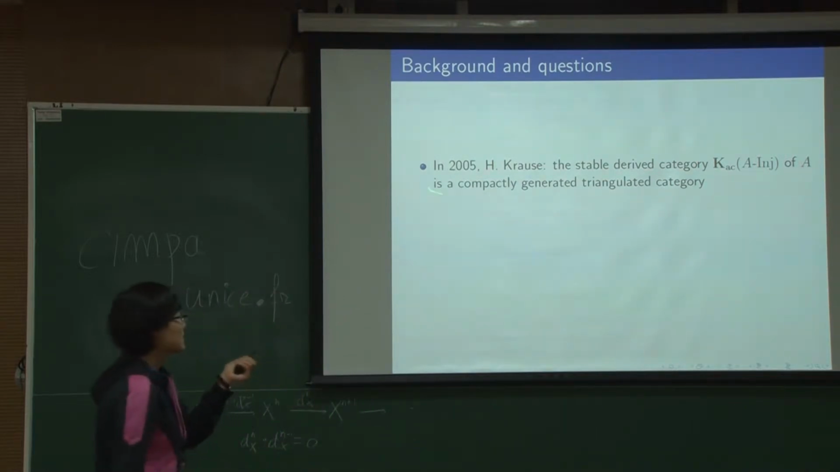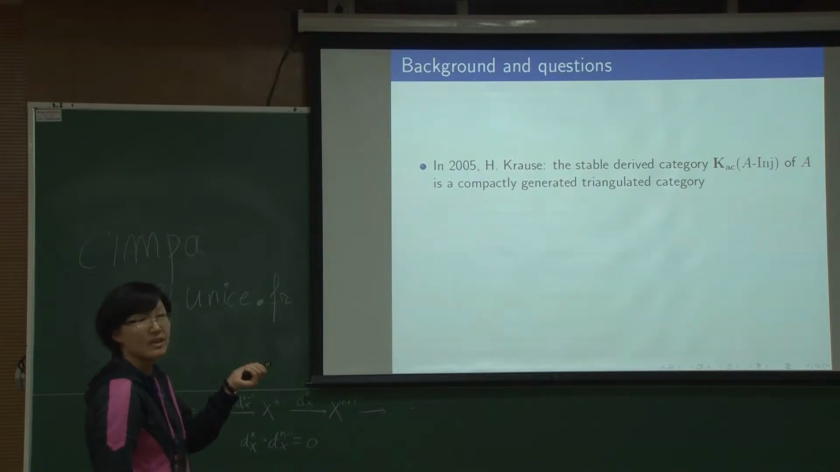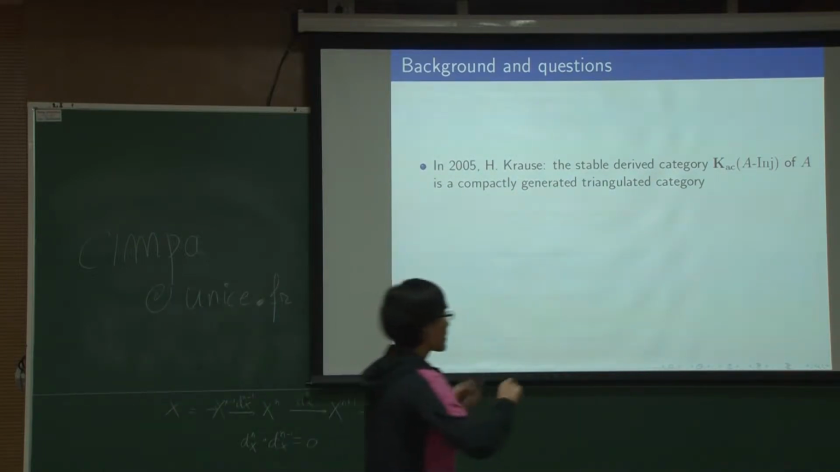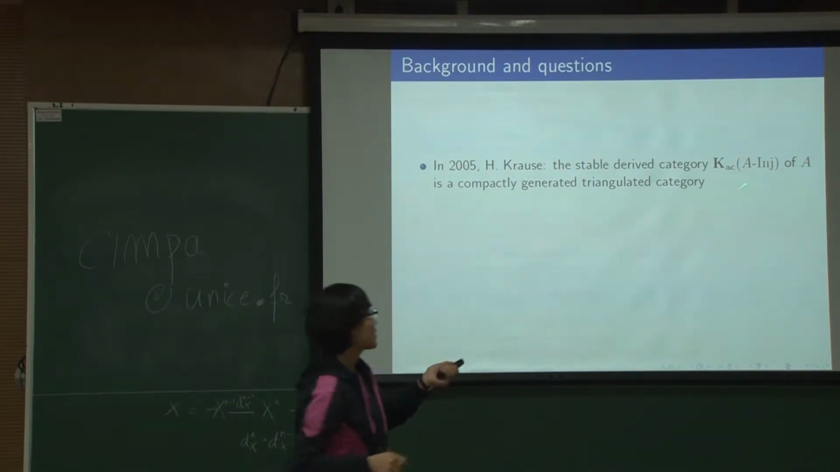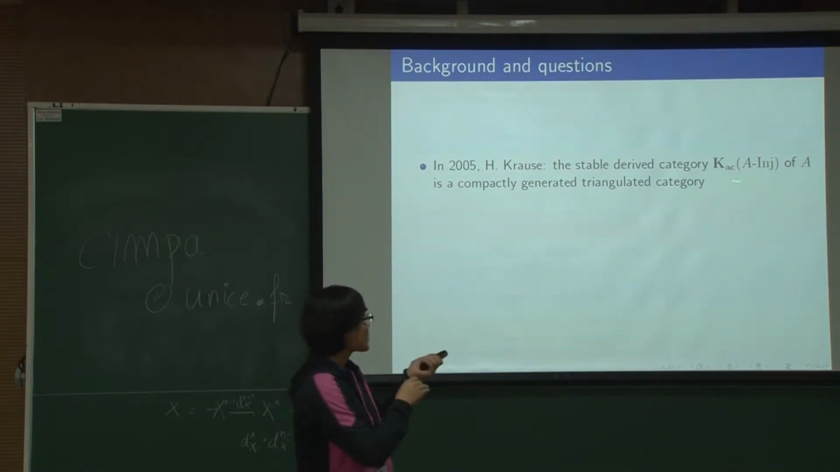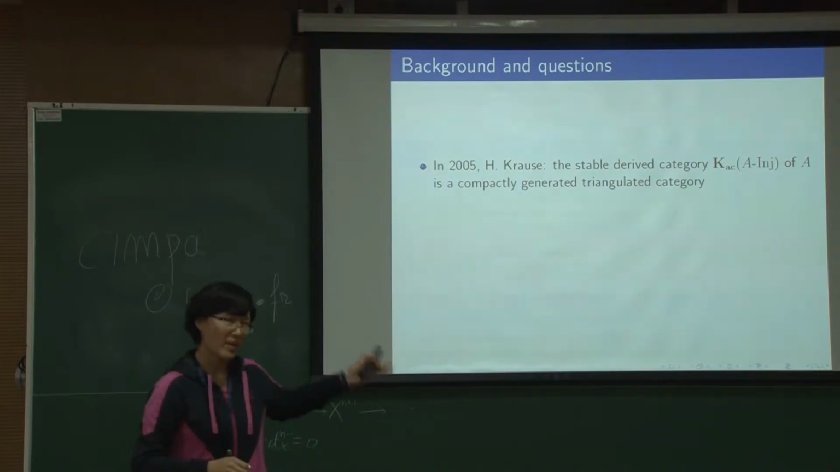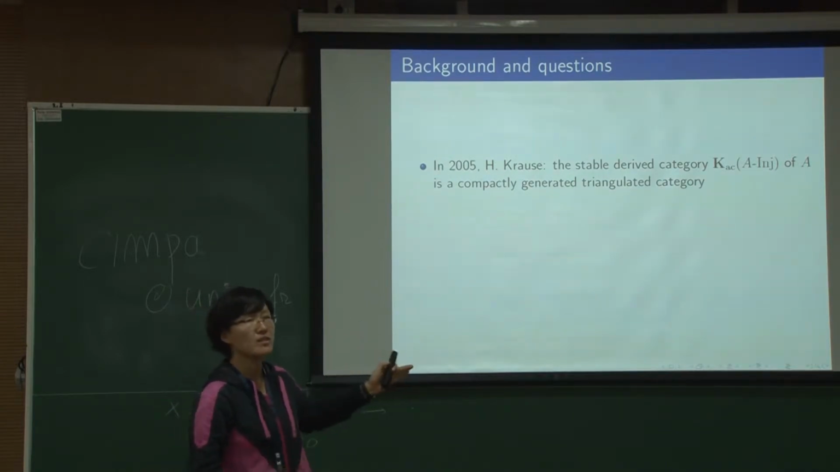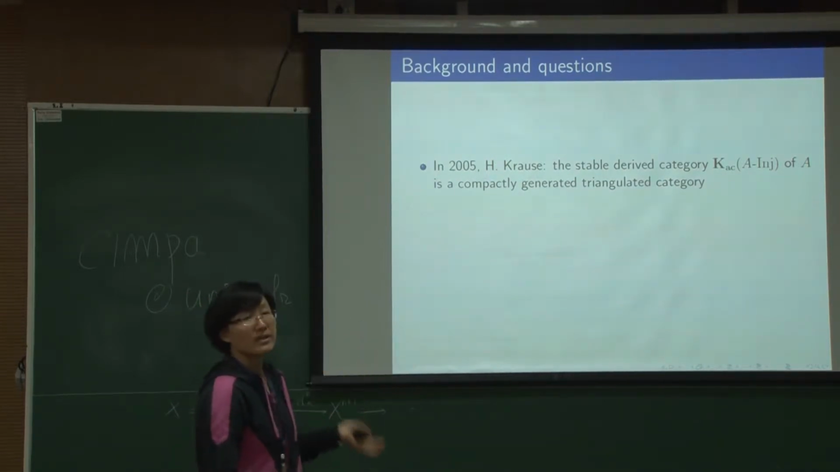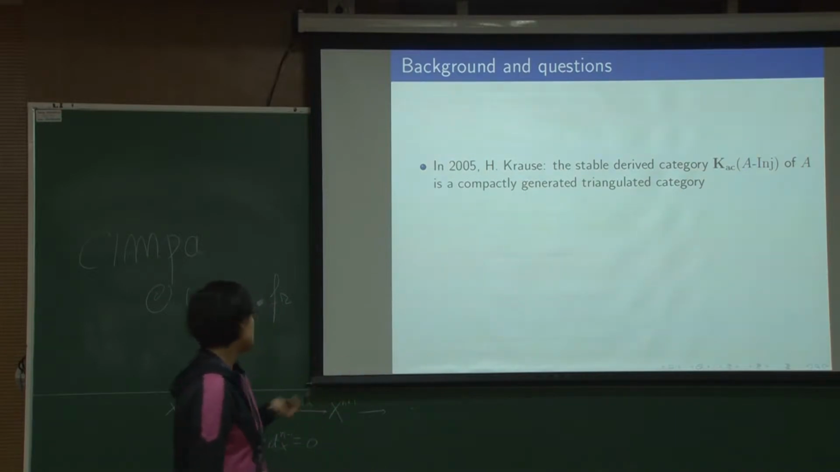He proved that this triangulated category is compactly generated. That means there exist special objects in this category, such that this category is the smallest triangulated category which contains these compact objects and is closed under coproducts. Here the coproduct is the direct sum of the complexes.